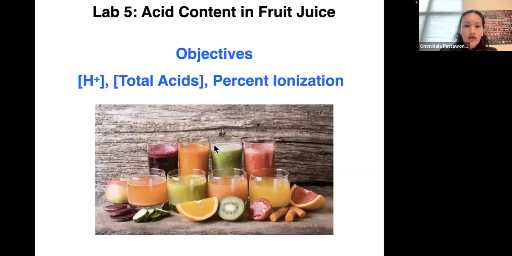Okay, so the goals for this lab are for you to figure out the concentration of hydronium ion available in the fruit juice, and also the amount of the total acid in fruit juice as well. And we're also going to take a look at the percent ionization of the acid.